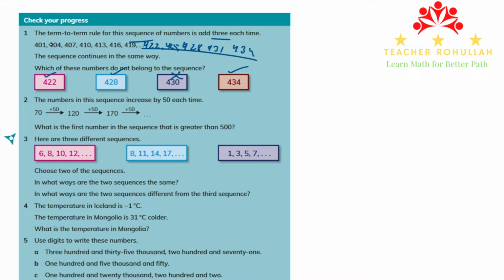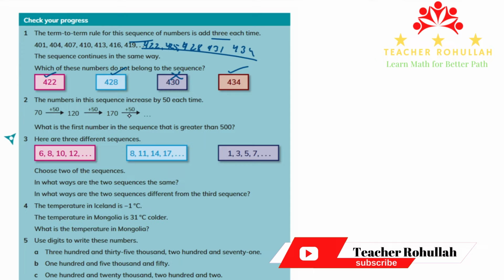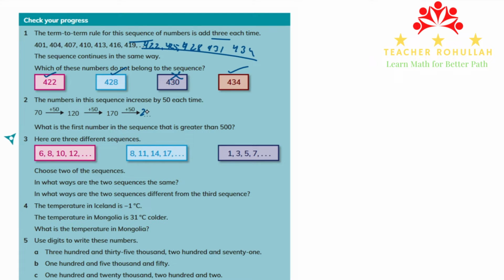Well, we are done with question 1, and question 2 says, the numbers in this sequence increase by 50 each time. So we have 70 plus 50, 120 plus 50, 170, and plus 50, it will be 220. Then it will be 270, and it continues. And then it says, what is the first number in the sequence that is greater than 500?